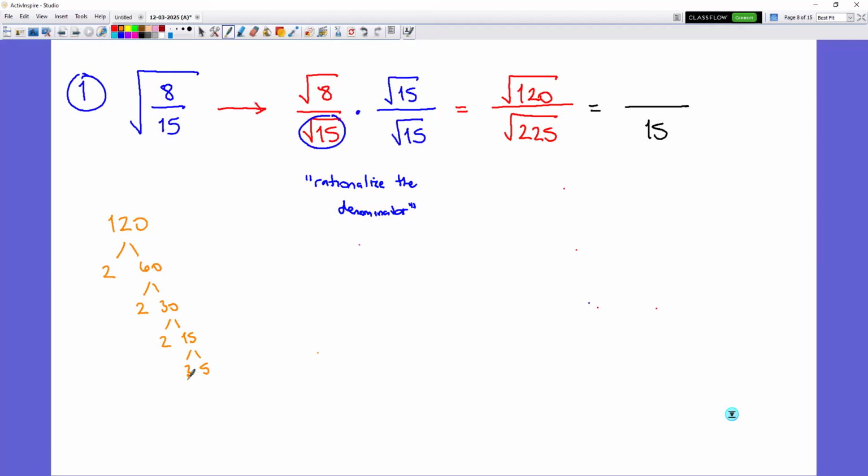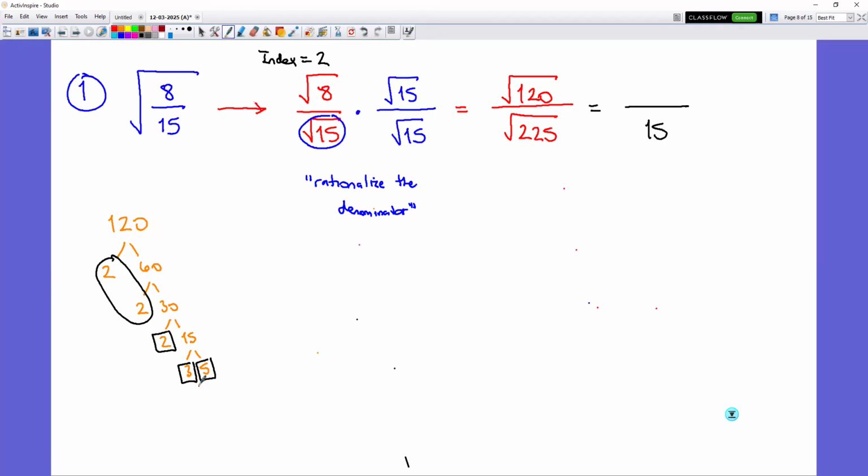Because the index on this problem is 2, which I failed to write at the beginning, but let's write it now, since the index is 2, we're only looking for a group of 2s. So we're looking for a pair. This time we have a pair of 2s right here. Everything else is going to be boxed, because 2 doesn't have another pair, 3 doesn't pair with anything, and 5 doesn't pair with anything. So those are our numbers.